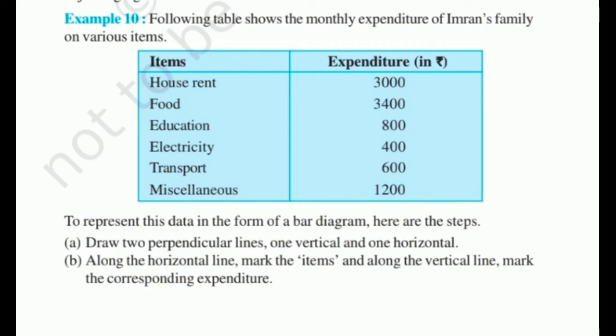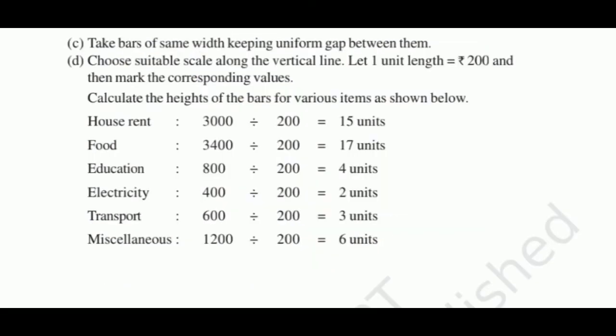The following table shows the monthly expenditure of Imran's family on various items. For house rent 3000, for food 3400, education 800, electricity 400, transport 600, miscellaneous 1200. To represent this data in the form of a bar diagram, here are the steps. Draw two perpendicular lines, one vertical, one horizontal. Along the horizontal line, mark the items, and along the vertical line, mark the corresponding expenditure. Take bars of the same width, keeping a uniform gap between them. Choose a suitable scale along the vertical line.